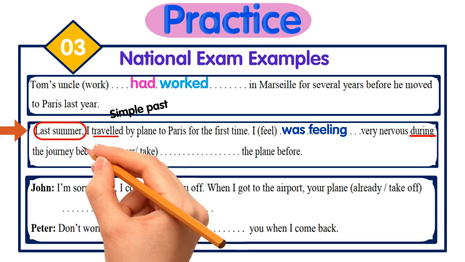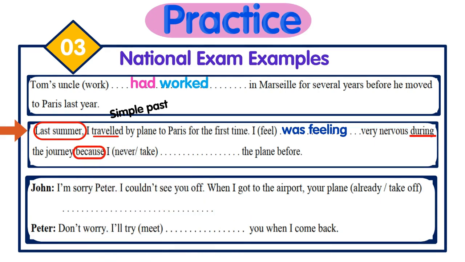And here we have because to show again the relationship between past actions. And also we have never. So when we have the word never, already, etc., we use the past perfect. So we're going to say, had never taken the plane. Let's move to the next one. John says, I'm sorry, Peter, I couldn't see you off. When I got to the airport, your plane already take off.